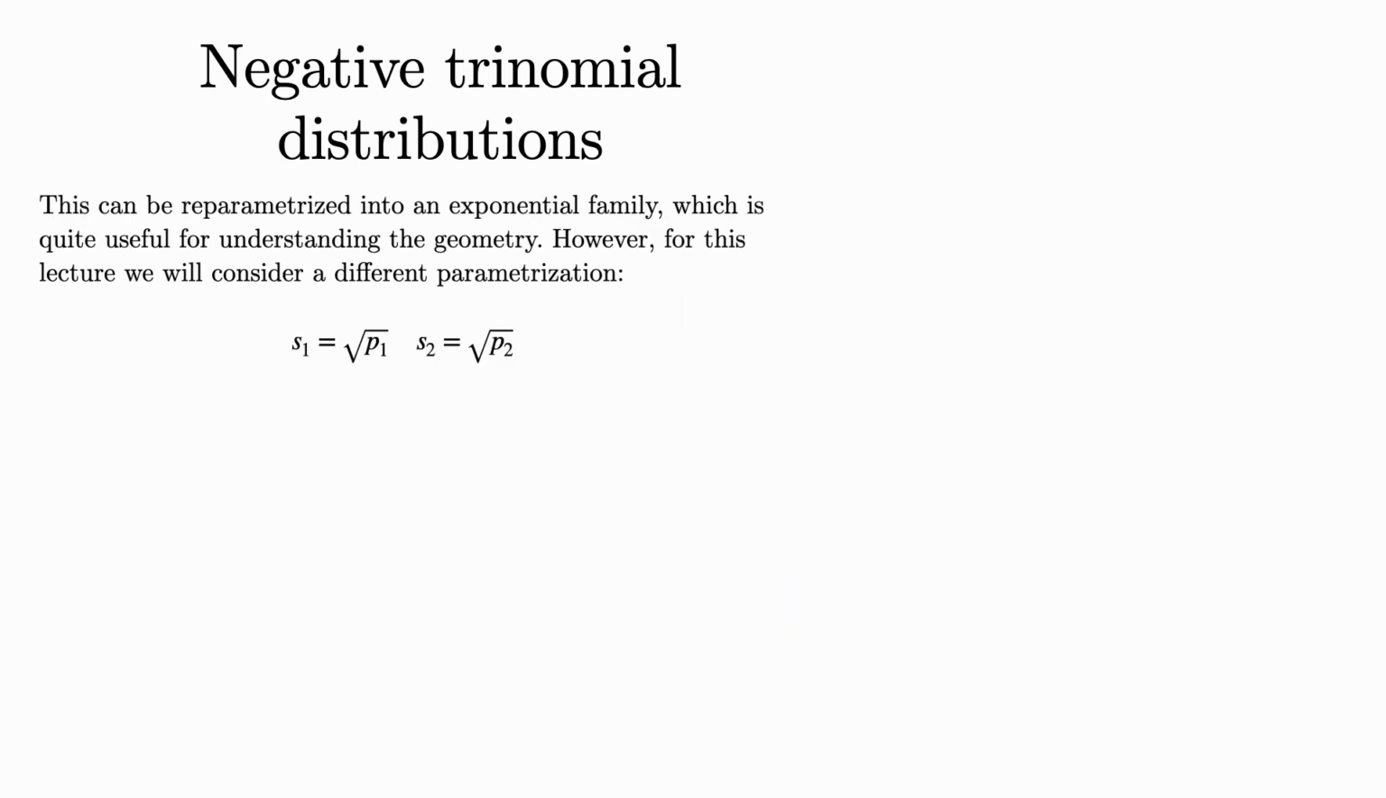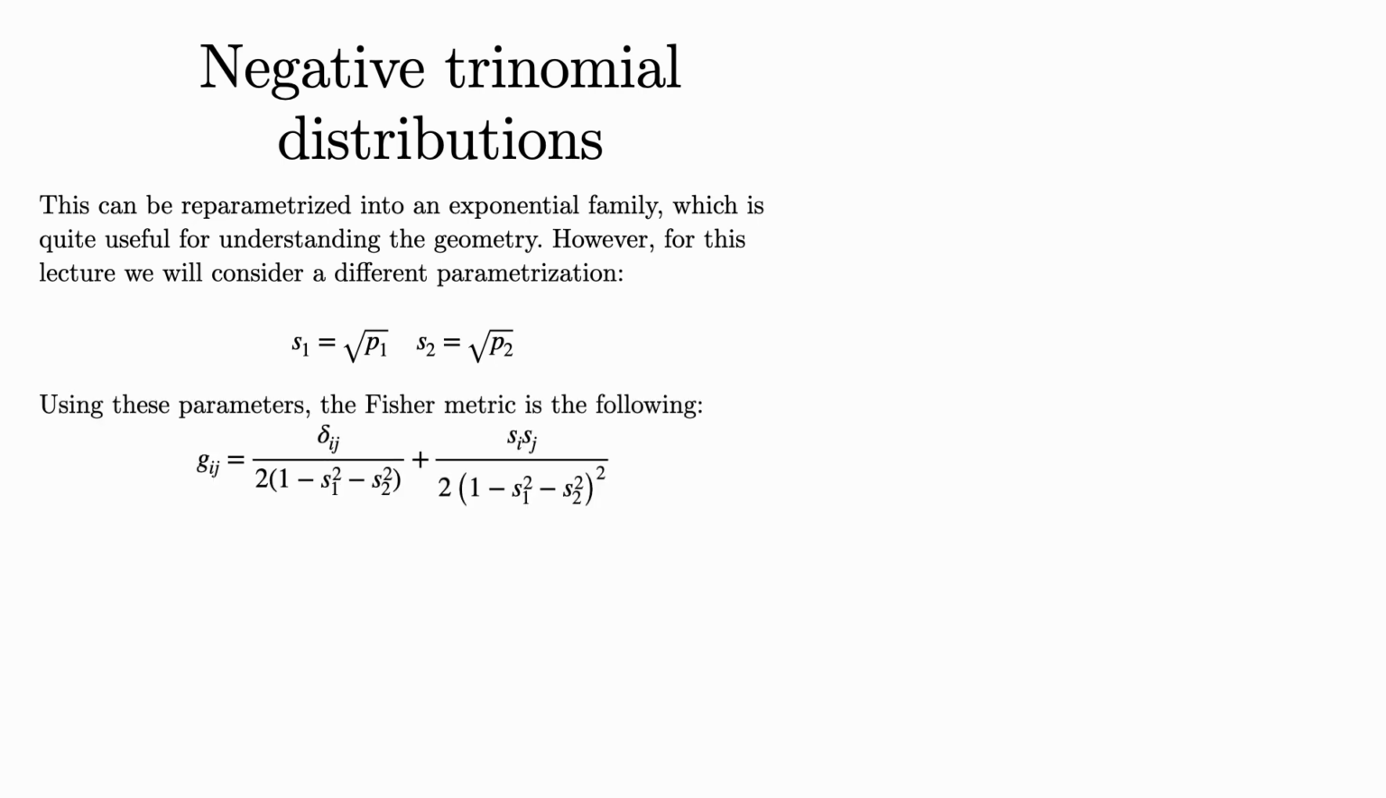In order to understand the geometry of this family, it's helpful to reparametrize the distribution. From a geometric perspective, reparametrizations correspond to changing the coordinates of the statistical manifold, which doesn't affect the geometry at all. It's possible to rewrite this as an exponential family, but for this lecture, we'll actually take the square roots of the success probabilities. When we do that, we can calculate the Fisher metric the same way we did for the normal family, and doing so, we get the following.